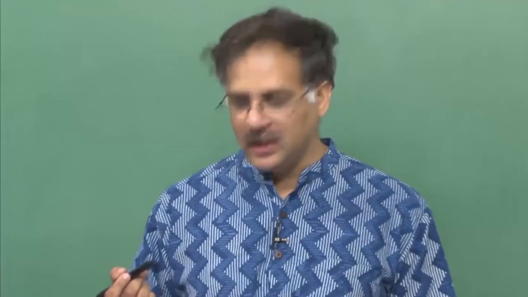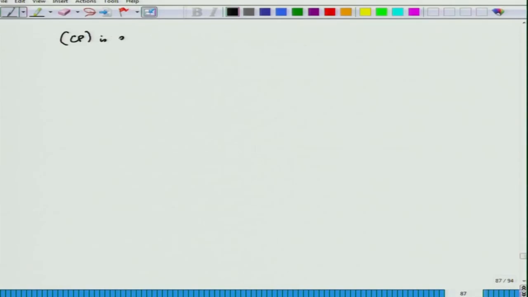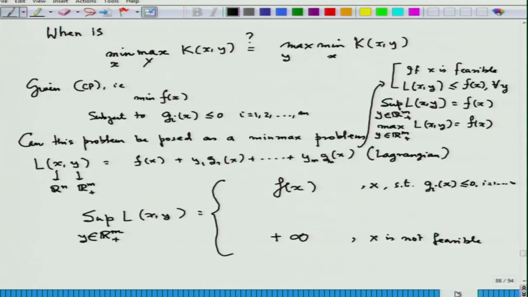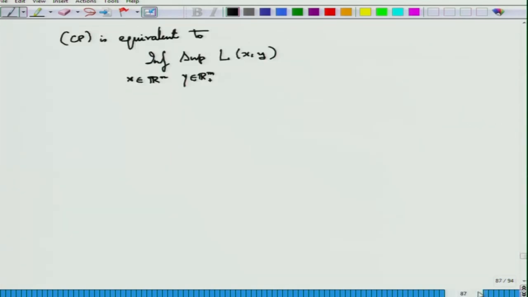So, what is my problem actually at the end? My problem CP is equivalent to the infimum over Rn of the supremum. So, this is my primal problem. The usual problem CP is now looking like this. I have posed it as a min max problem, an inf sup problem.